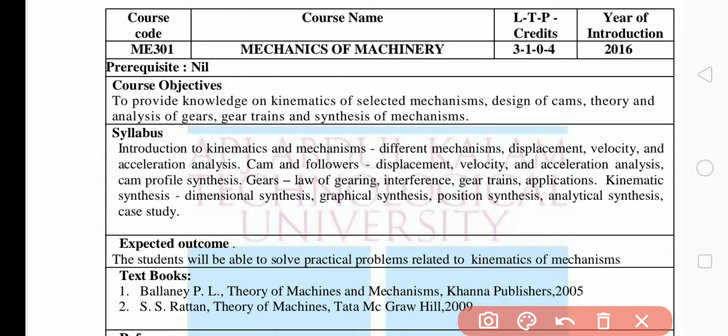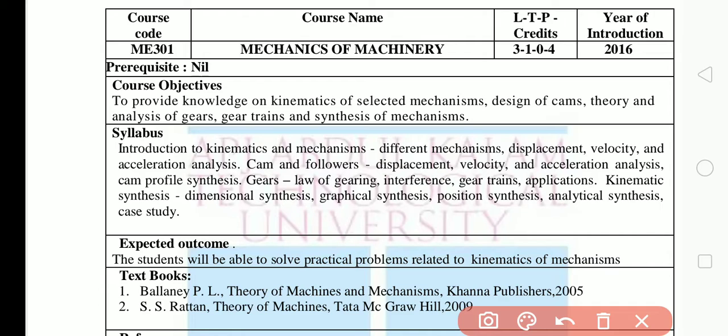That means for this particular subject 3 lecture hours are instructed per week and 1 tutorial hour is instructed per week and 0 practical hour. So total 3 plus 1, 4 hours a week has to be taken for this subject. That is the meaning of that L, T and P.